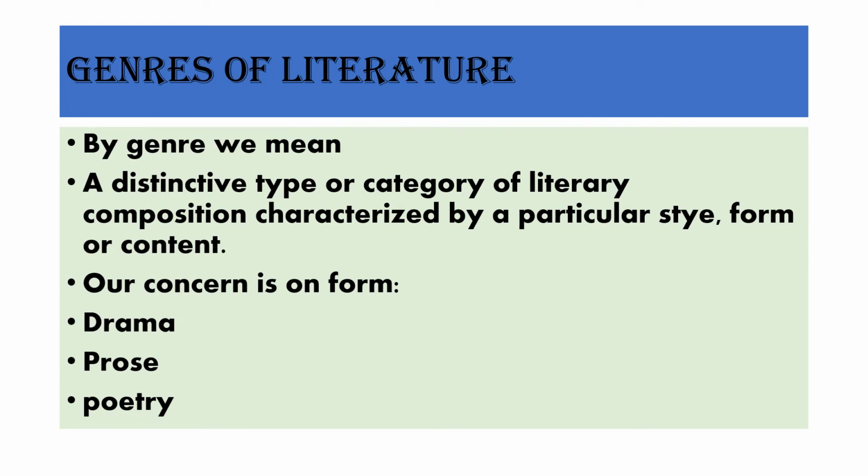Now, what are the genres of literature? What do we mean by genres of literature? By genre, we mean a distinctive type or category of literary composition characterized by a particular style, form, or content. So we're not going to dwell so much on different genres depending on how you look at literature. Whenever genre is mentioned, it simply means kinds or types or categories or divisions. So genres of literature, types of literature, kinds of literature, categories of literature.